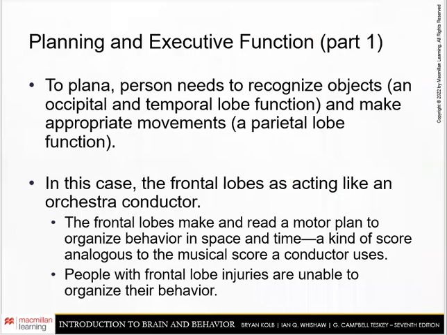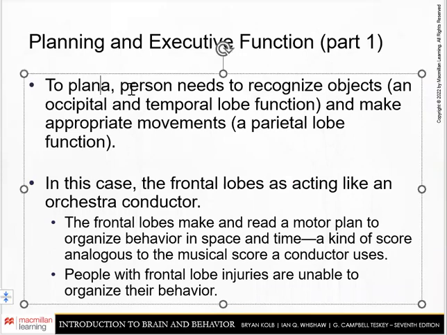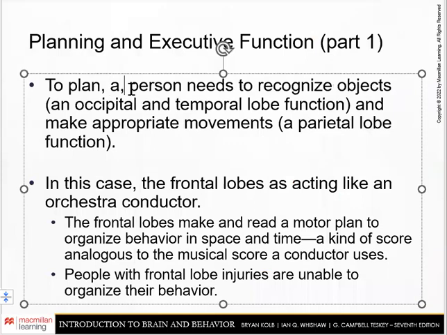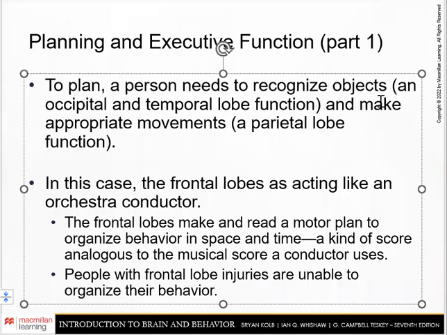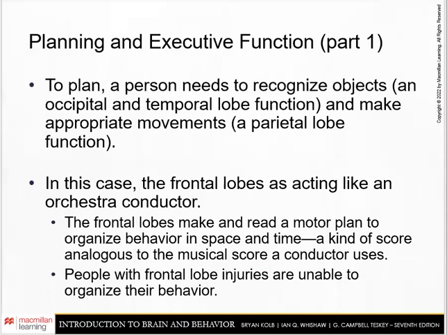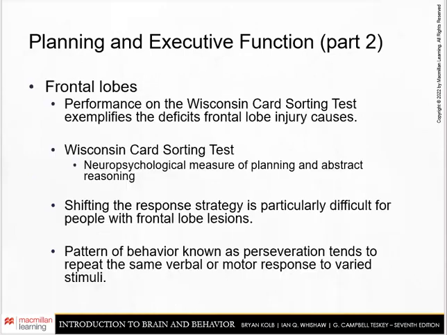Planning and executive function. So to plan, a person needs to recognize objects, an occipital and temporal lobe function, and to make appropriate movements, which is then a parietal lobe function. In this case, the frontal lobes are acting like an orchestra conductor. The frontal lobes make and read a motor plan to organize behavior in space and time, a kind of score analogous to the musical score a conductor uses. People with frontal lobe injuries are unable to organize their behavior.